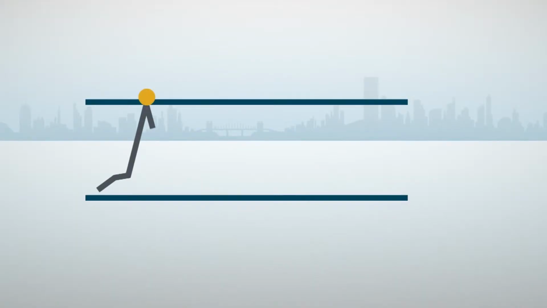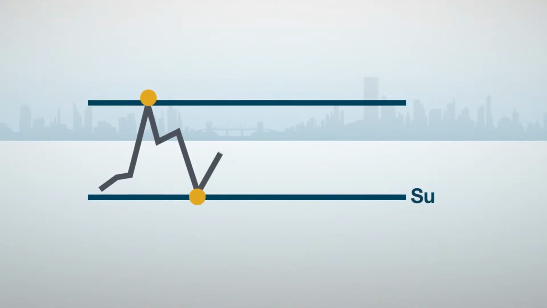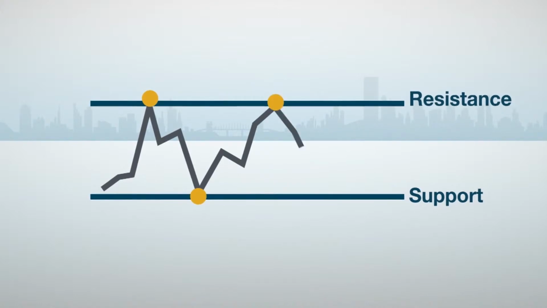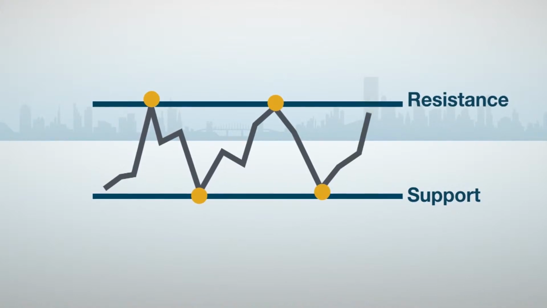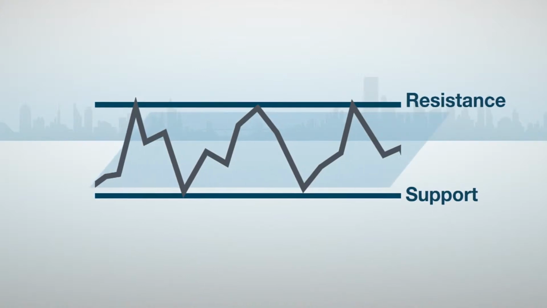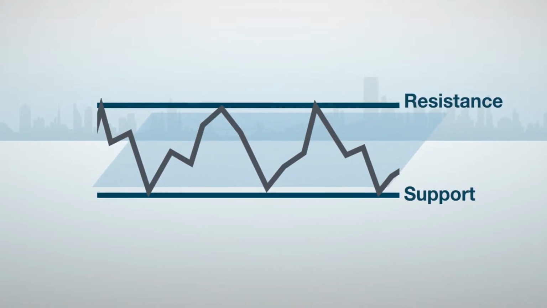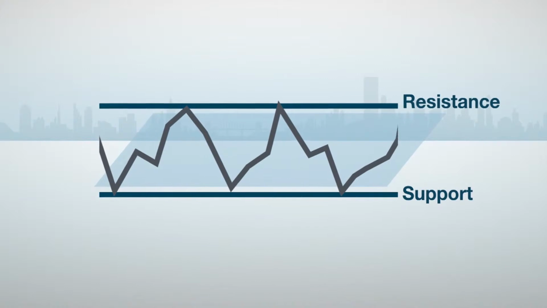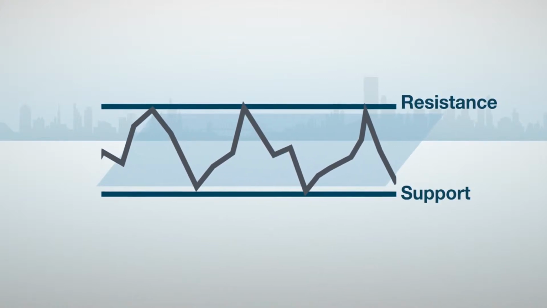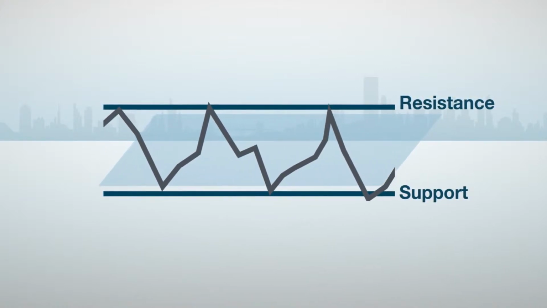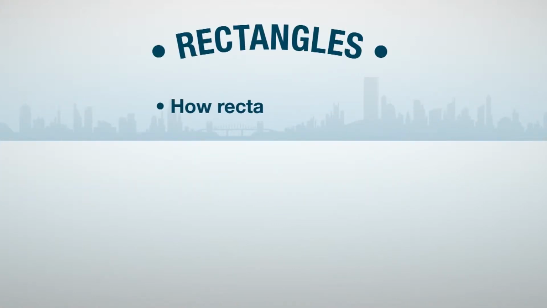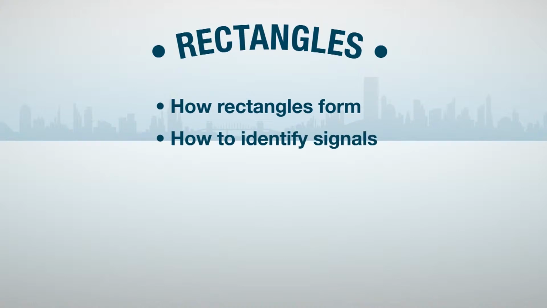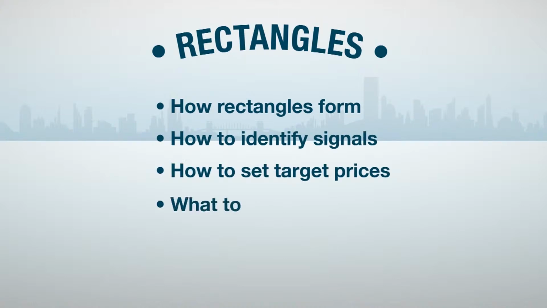A rectangle is a price pattern that forms when a stock has touched support and resistance levels at least twice during a sideways trend. These movements create the pattern's rectangle-like shape. Rectangles are continuation patterns that may present unique trading opportunities that investors can potentially use to their advantage. In this video, we'll discuss how rectangles form, how to identify potential buy and sell signals, set target prices, and what you could do when a breakout occurs.